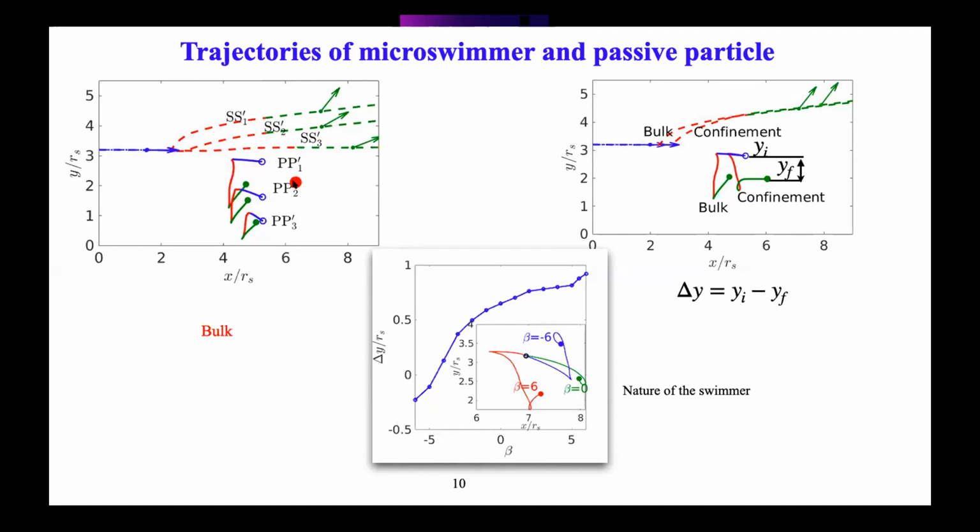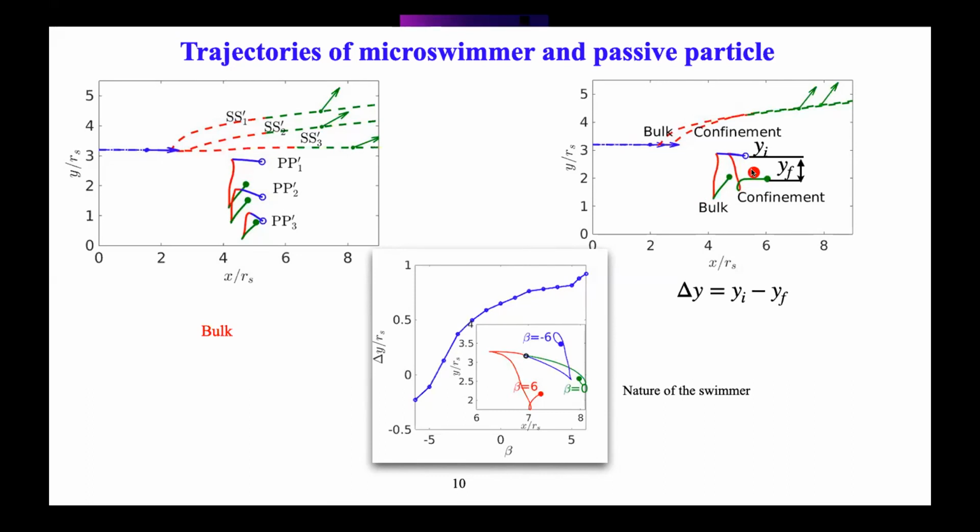So now we'll compare these trajectories with those in the confinement. If you look at this figure, where I've shown the trajectories in bulk and confinement, we can see that the trajectory of the microswimmer in bulk and confinement are very similar, whereas the trajectory of the passive particle is different. In bulk, we see this open triangle trajectory for the passive particle, whereas it becomes a self-crossing closed loop in confinement.